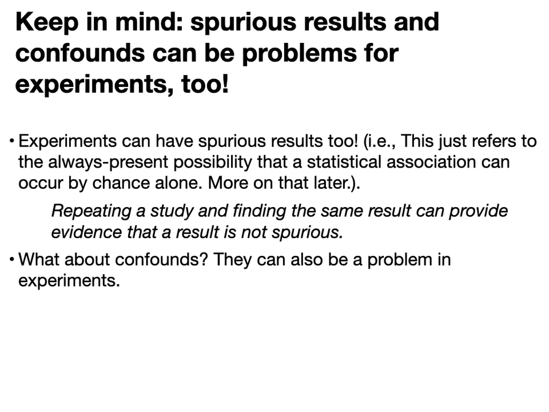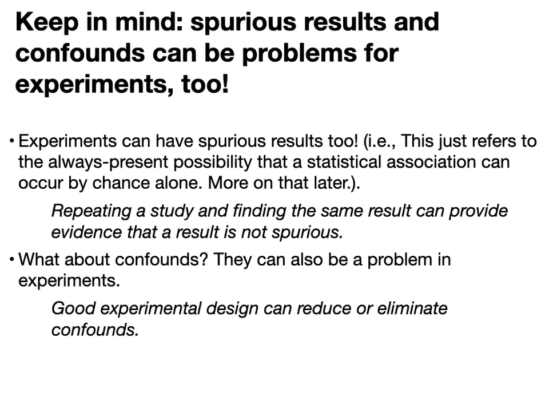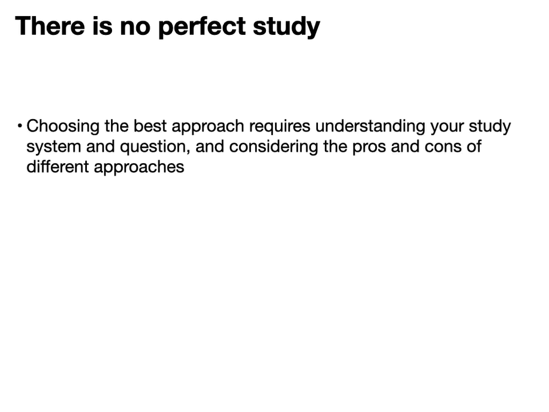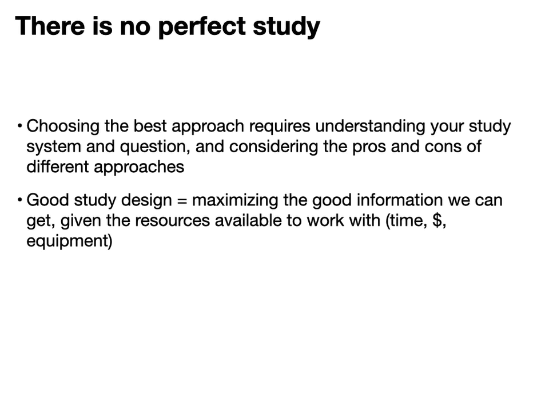What about confounds? Well, they can be a problem in experiments too. Good experimental design reduces or eliminates confounds. There's no perfect study. Choosing the best approach requires really understanding your study system and thinking about the pros and cons of different approaches to how you could investigate your question.